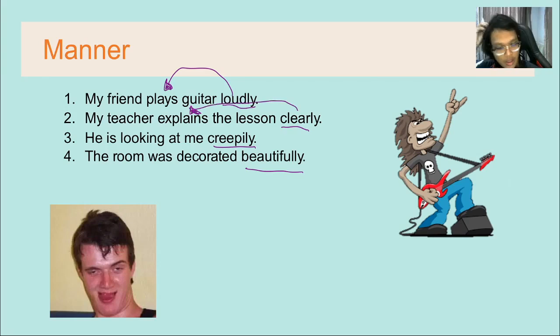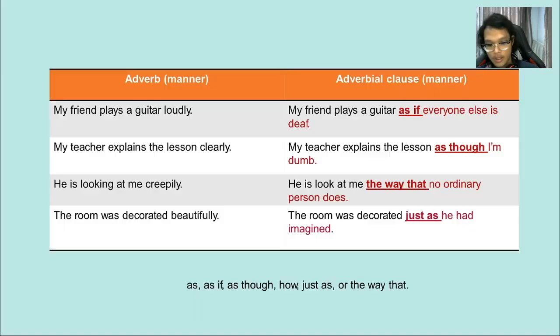So for example, the word play: loudly describes how he plays the guitar, and clearly describes how the teacher explains the lessons. Okay, so here is just a recap of how to use the adverb of manner. Now we move to the adverbial clause.